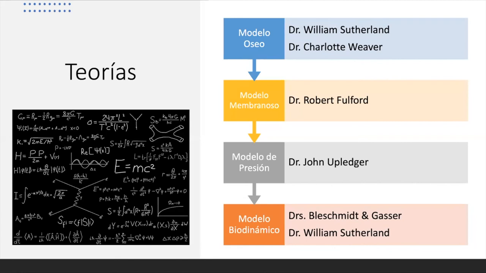So Dr. Sutherland and Dr. Weaver were working on a bony model. In other words, whatever it is we're feeling is because something is happening in the bones. Entonces, Sutherland y Weaver concuerdan, a pesar de que trabajaban y tenían ideas distintas, en un modelo óseo.